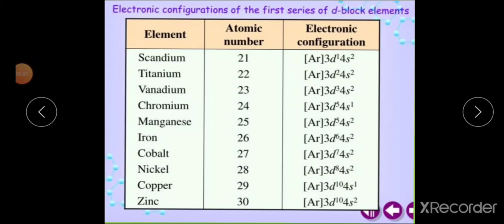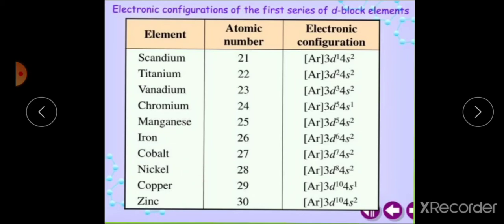Next is the electronic configuration of the first series of D block elements. The first series is the 3d series, which starts with scandium with atomic number 21 to zinc with atomic number 30. There are 10 elements present in the 3d series. These are important elements. There is a simple trick to learn the names of these elements.